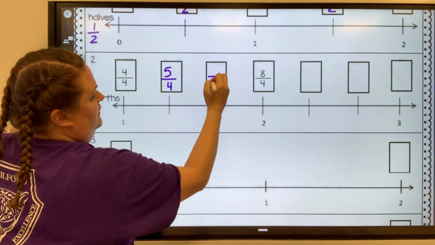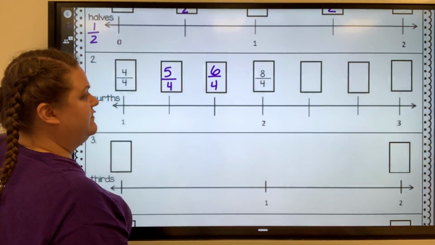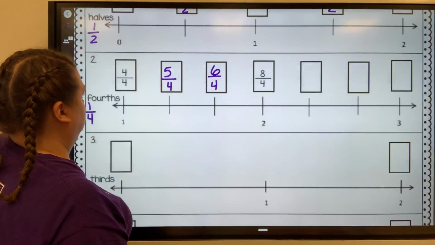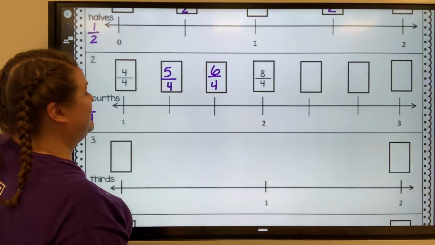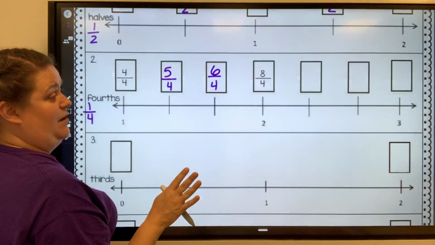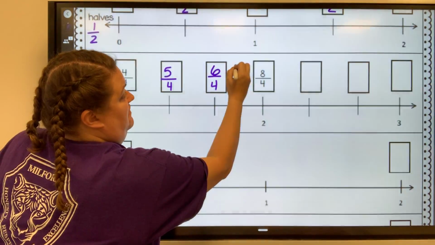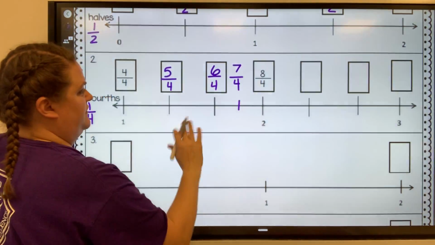Then we're going to do 6 over 4. And they have skipped one. They're missing one, because we should have 7 over 4. So we really should have one here. So they did not do a good job on this one at all. So I'm going to stick it in here anyway. I'm going to do 7 over 4. Should be right there. They should be divided a little more equally.